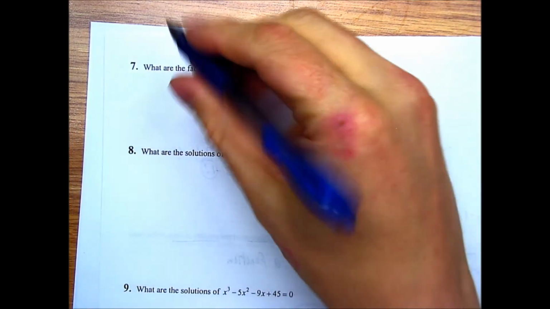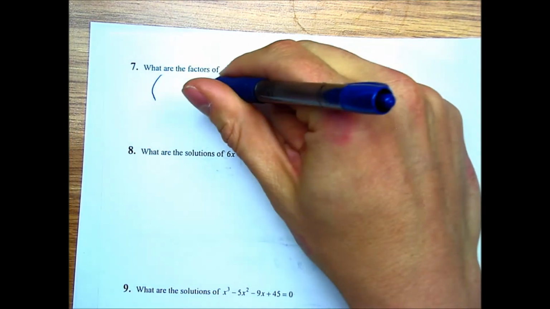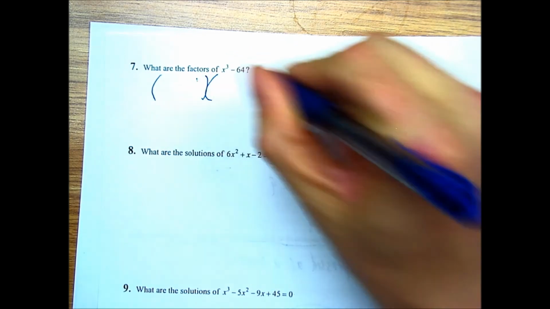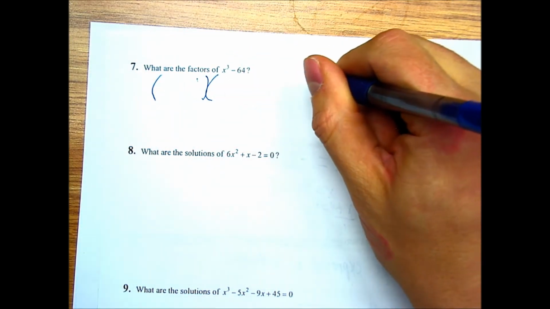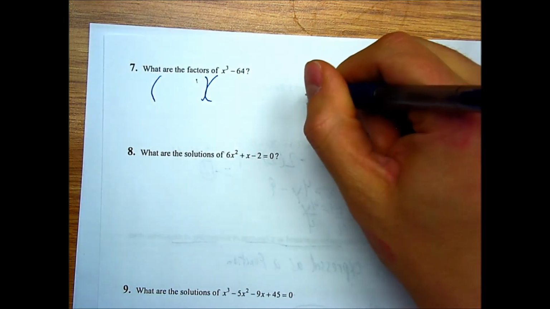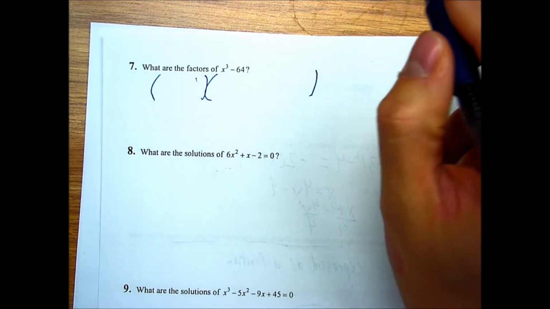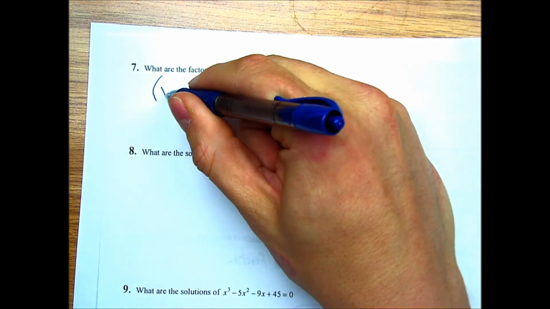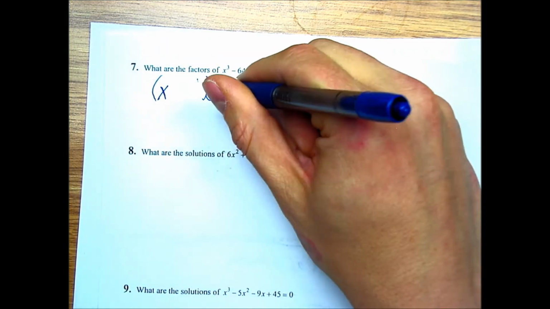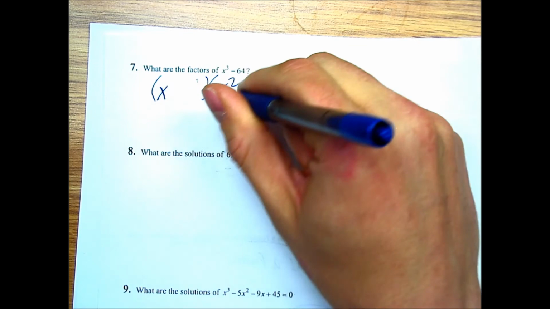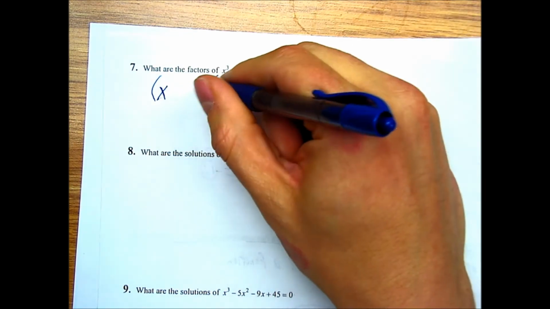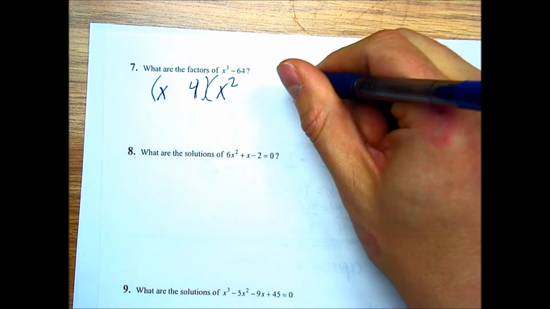All right, question 7. What are the factors of x cubed minus 64? This is a difference of cubes. On the test, again, it's matching multiple choice, so you will be able to look at them and perhaps distribute and match the proper answer. So the proper format here is this will be x, this will be x squared. X times x squared is x cubed. This will be a 4, and this will be a 16.